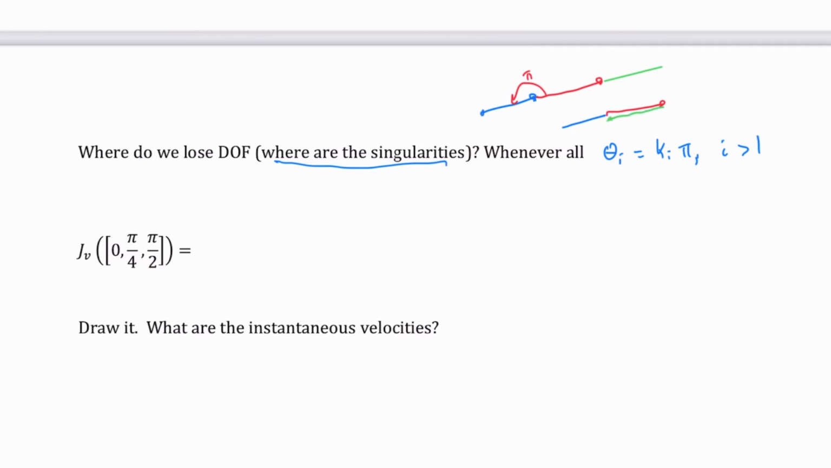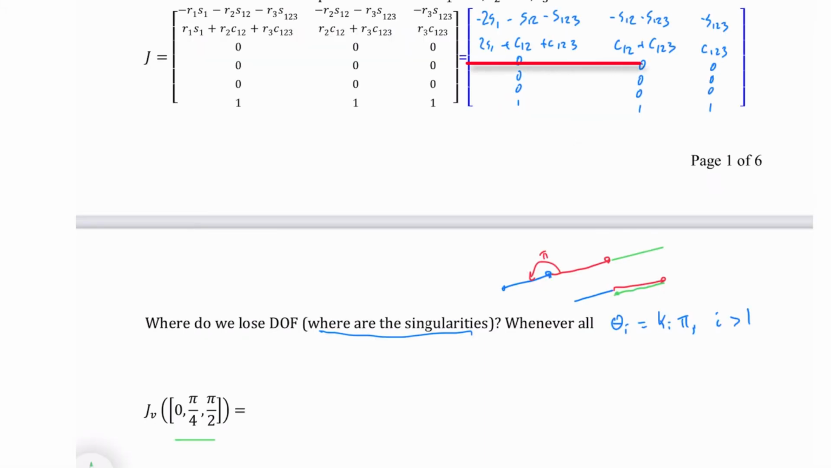We have to evaluate our Jacobian at a certain value here. So if I put 0, pi over 4, and pi over 2, and I plug that into my equation, my 2 sine of 0 is going to give me a 0, but my 1 plus 2 is just going to equal pi over 4, and 1 plus 2 plus 3 is equal to 3 pi over 4. And so we can input these in.